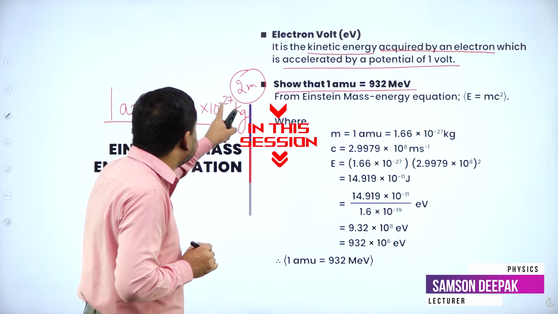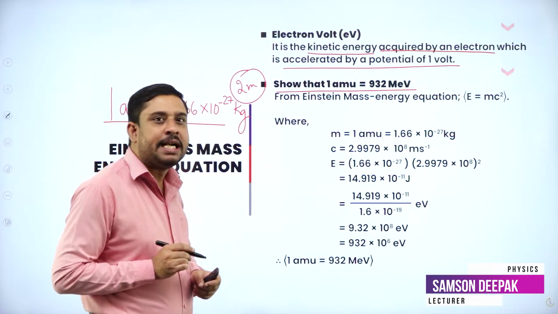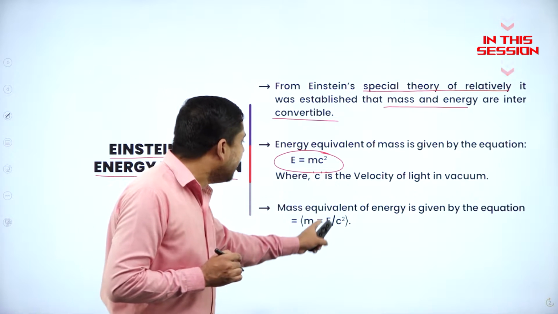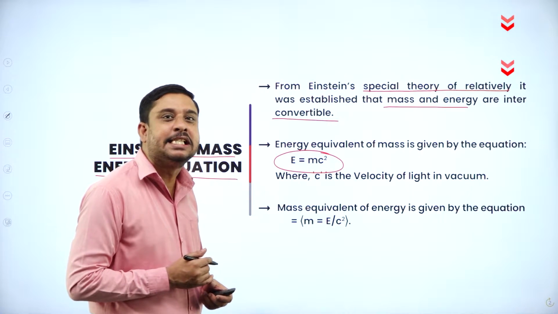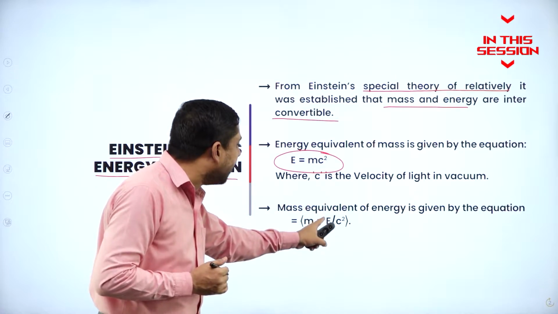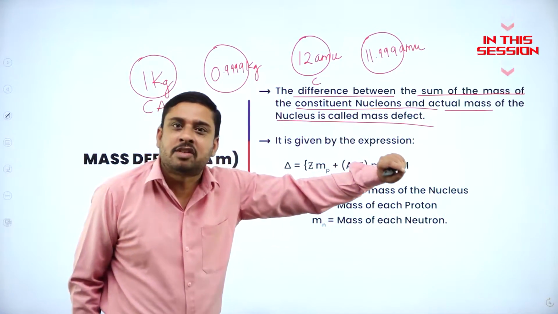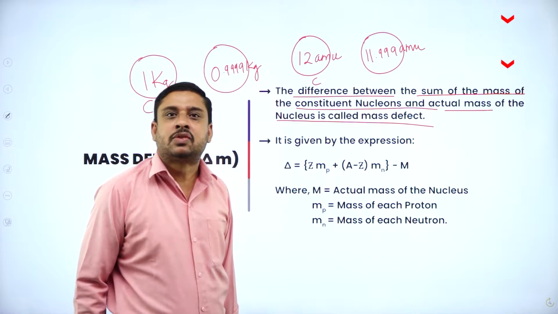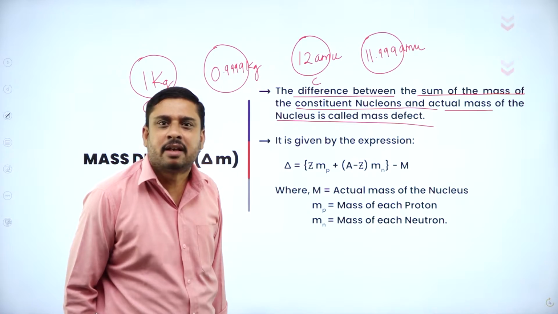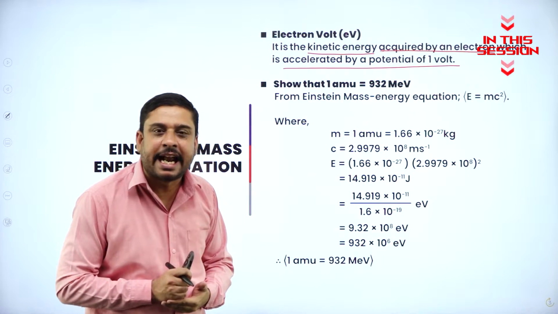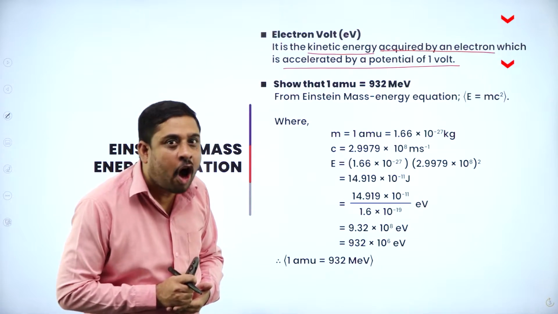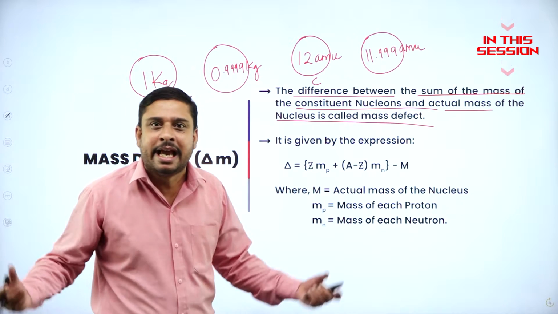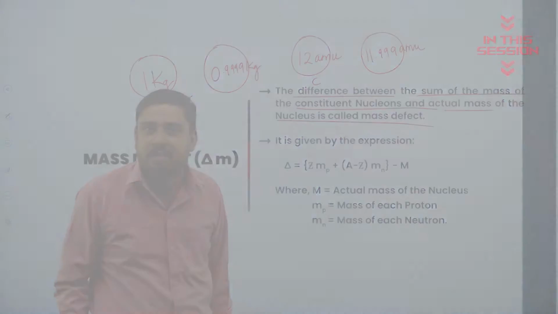1.66 into 10 power minus 27 kg is equal to E divided by C square. So mass in terms of energy, the mass of the constituent particles is called as mass defect, which is accelerated by a potential of 1 volt. Then where is that missing mass going? It cannot evaporate like that.